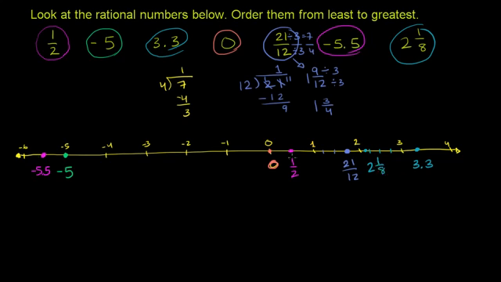So we've plotted, as best as we could, the exact locations. You didn't have to plot the exact locations if you were trying to just order them, but it doesn't hurt to see exactly where they sit. So now we've essentially ordered them because we stuck them all on this number line. The order is negative 5.5 is the smallest, then negative 5, then 0, then positive 1/2, then 21/12, then 2 1/8, and then 3.3. And we're done.